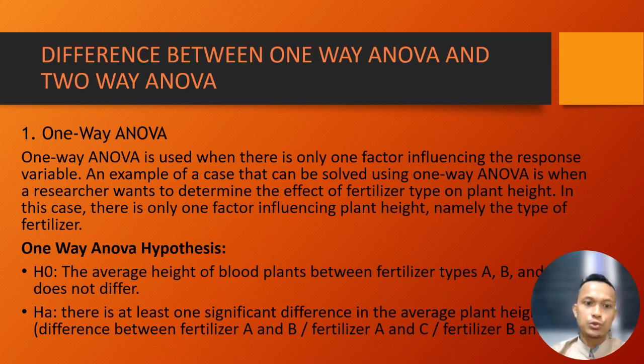One-way ANOVA is used when there is only one factor influencing the response variable. For example, the one-way ANOVA hypothesis: H0, the average height of the plants between fertilizer types A, B, and C does not differ. H1, there is at least one significant difference in the average plant height, the difference between fertilizer A and B, A and C, B and C.